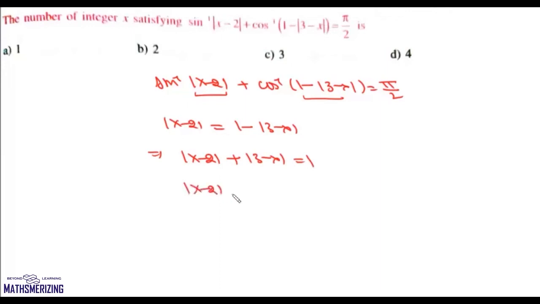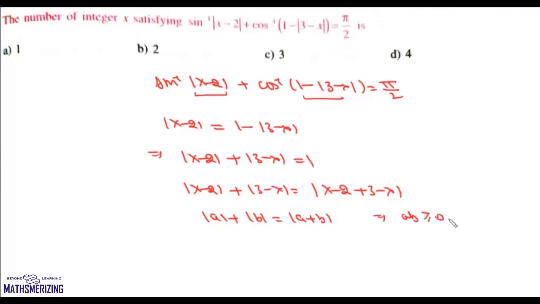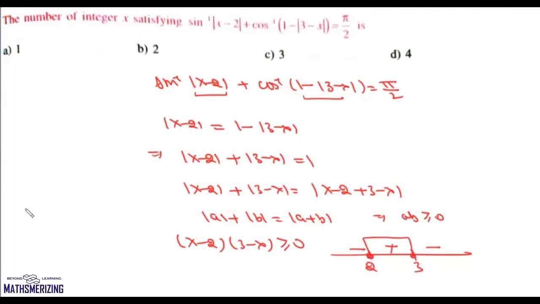And we can also express this as mod of x minus 2 plus 3 minus x, which is x minus 2 plus 3 minus x. Now this is nothing but mod a plus mod b equal to mod of a plus b, which is true if and only if a and b are of the same sign. So that means a and b should be greater than or equal to 0. So the condition that we'll get from here is x minus 2 into 3 minus x should be greater than or equal to 0. So there are two critical points, 2 and 3. This is minus, plus and minus. So this is true when the value of x lies between 2 and 3.